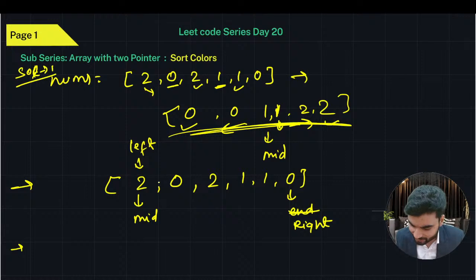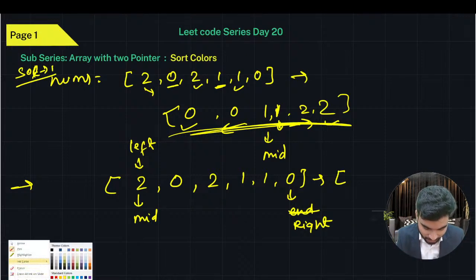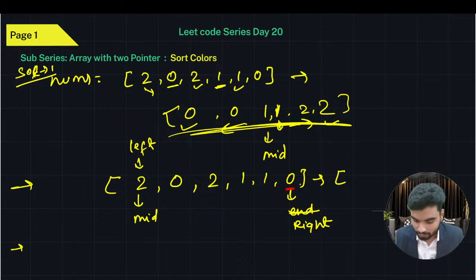In the first step, we get 2 at mid. Every placing we'll do by comparing the mid, because if it is 0, then drop in the left of the mid. If it is 2, then drop in the right of the mid. I hope the whole logic is clear to you. So this is 2, which means 2 will drop in the right. How? You will swap with the right value, which means you will update this 2 with the right value, and the right value was 0. So this 2 will go to the end, at the right place.